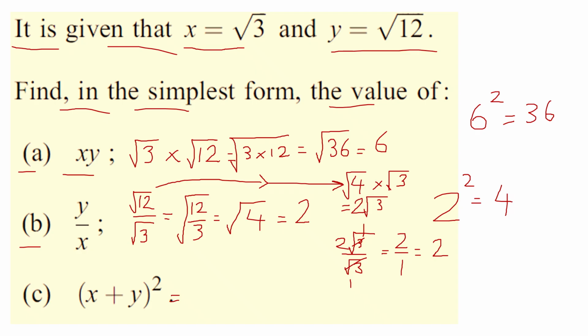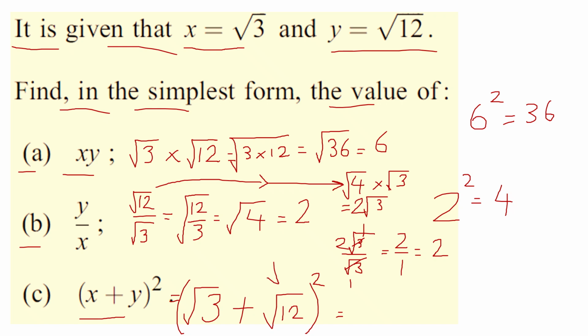Finally, guys, part C, we're going to use this bit here in a second. x plus y all squared, that'll be root 3 plus root 12, all squared. Now, I'm going to be very careful here, guys. Unfortunately, I can't just add them together. I have to have what we call like terms. So these are not actually like terms. They are both surds, but they're not like-term surds.